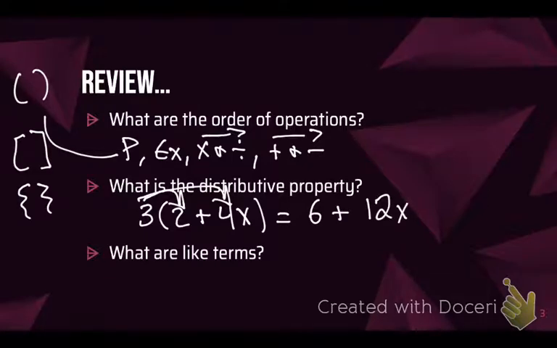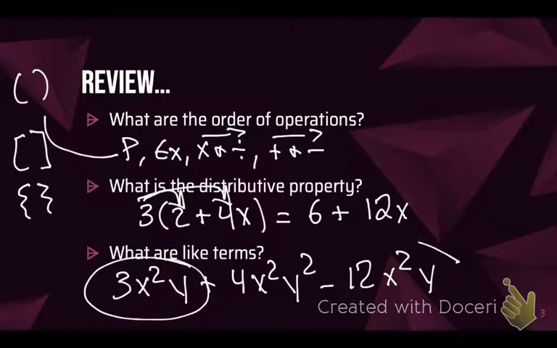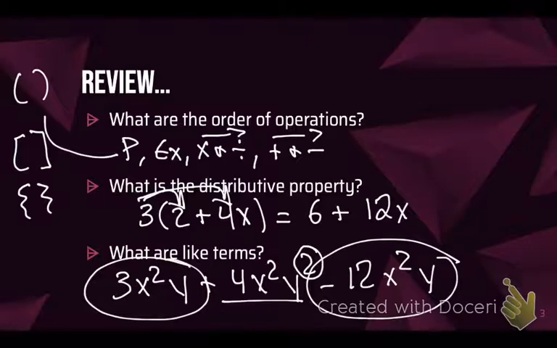And then like terms are terms that are exactly the same. So if I have 3x squared y plus 4x squared y squared minus 12x squared y, my only like terms are the 3x squared y and the minus 12x squared y. Yes, they all have x's and y's in them, but those are the ones that are exactly the same. The middle term is different because of the y being squared.